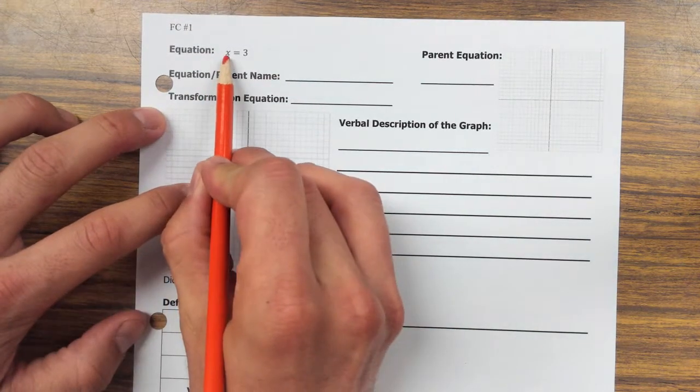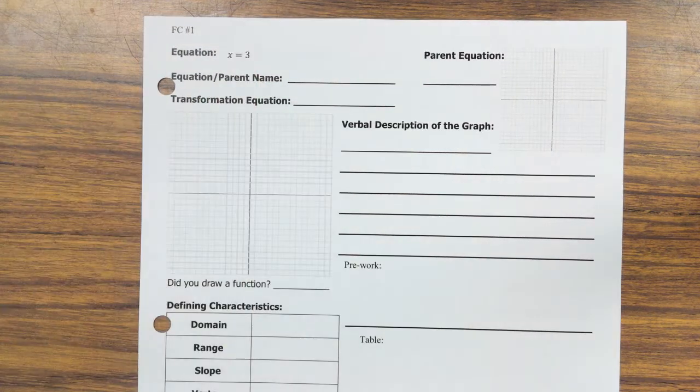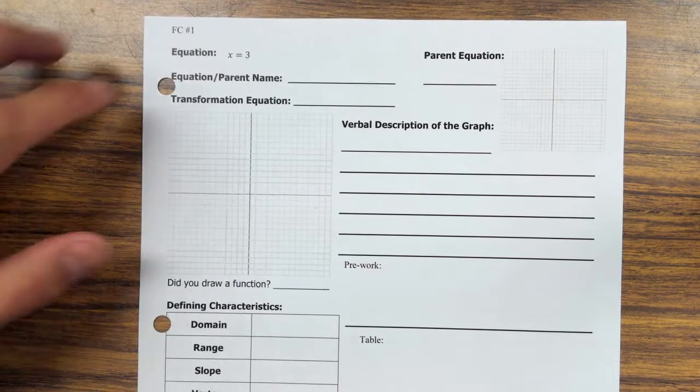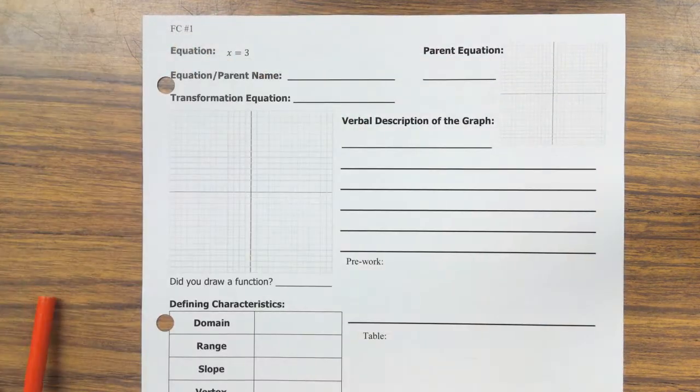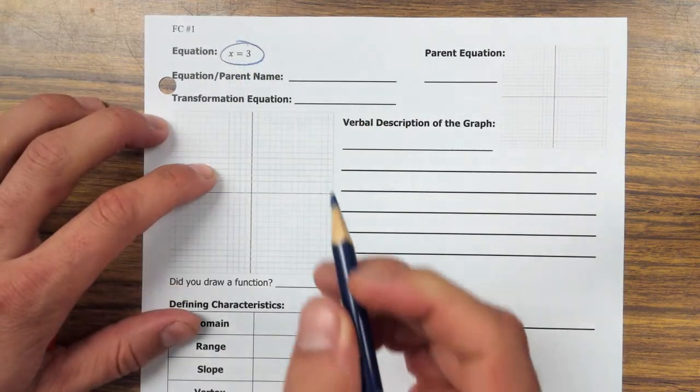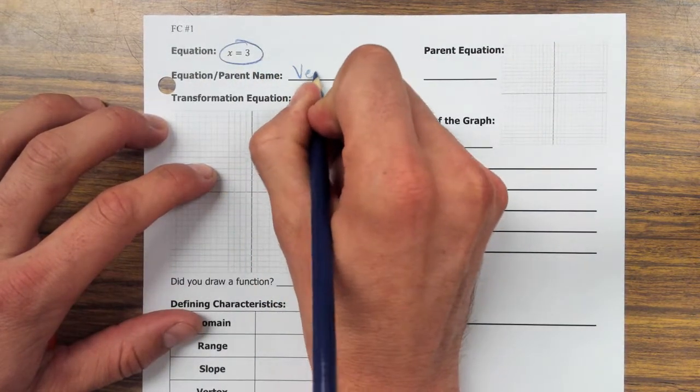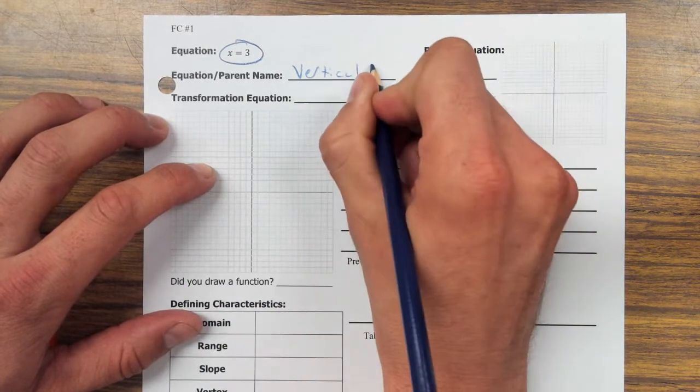Whenever you see an equation as simple as x equals 3, x equals 3 is what we're going to call a vertical line. When we go to graph it, it's just going to be straight up and straight down. So, x equals 3. Let's write some information about this. Its name is called a vertical line.